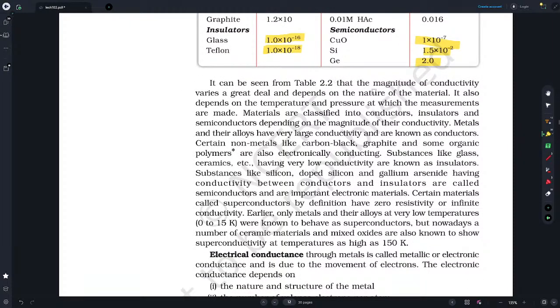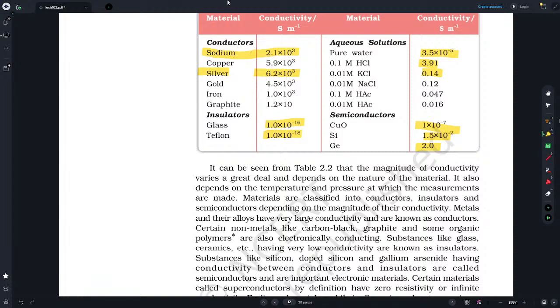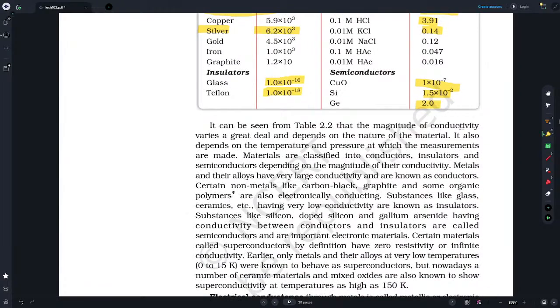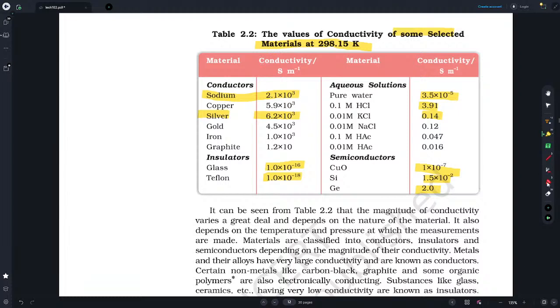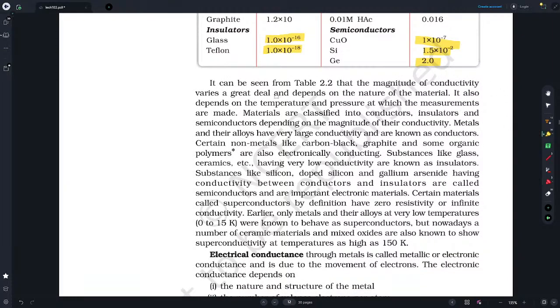It can be seen from table 2.2 that the magnitude of conductivity varies a great deal and depends on the nature of the material. Conductors have really high conductivity, insulators really low conductivity, and aqueous solutions, except pure water, have a somewhat medium conductivity, whereas semiconductors vary more. Conductivity depends on the nature of the material, and second, on the temperature. Here in this table it is taken at room temperature. It depends on the temperature and pressure at which the measurements are made.